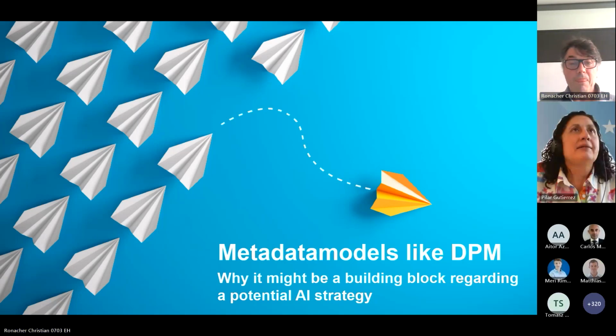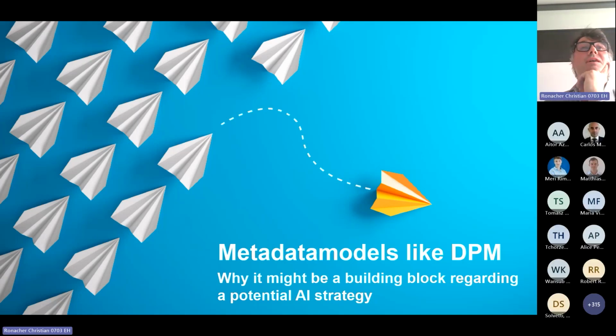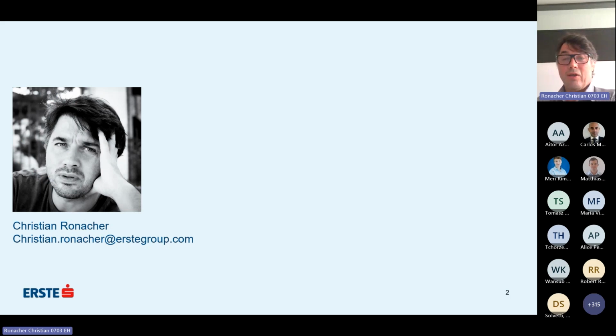So my talk is about the DPM, or metadata models, and why it might be a building block regarding a potential AI strategy. So before we start, just a short introduction from my side. My name is Christian Ronacher. I work with Erste Group, an Austrian publicly listed bank, and I'm responsible for the FinRep reporting of treasury products. I'm actually working in the treasury accounting department. So I'm the head of nothing.